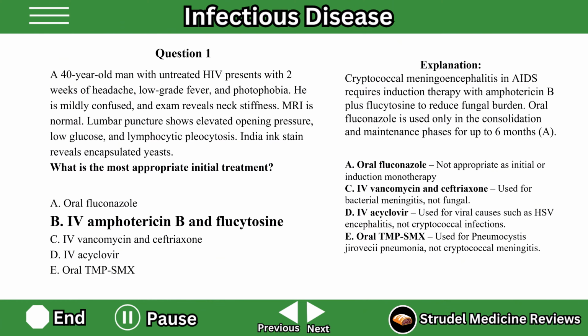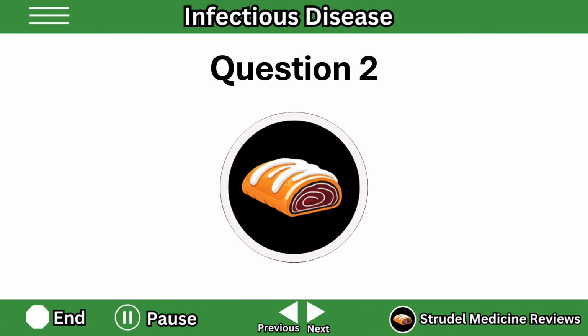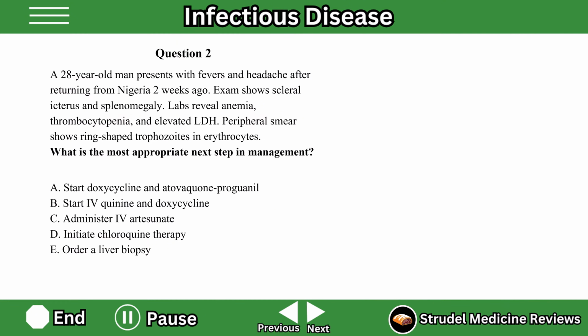All right, onwards. Question two. So let's say we have a 28-year-old man presenting with fevers and headache after returning from Nigeria 2 weeks ago. Exam shows scleral icterus and splenomegaly. Labs reveal anemia, thrombocytopenia, and elevated LDH. Peripheral smear shows ring-shaped trophozoites in erythrocytes. What is your next appropriate step in management?